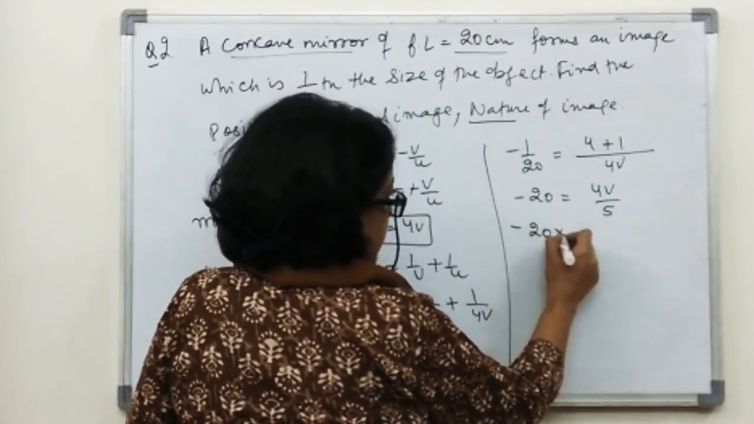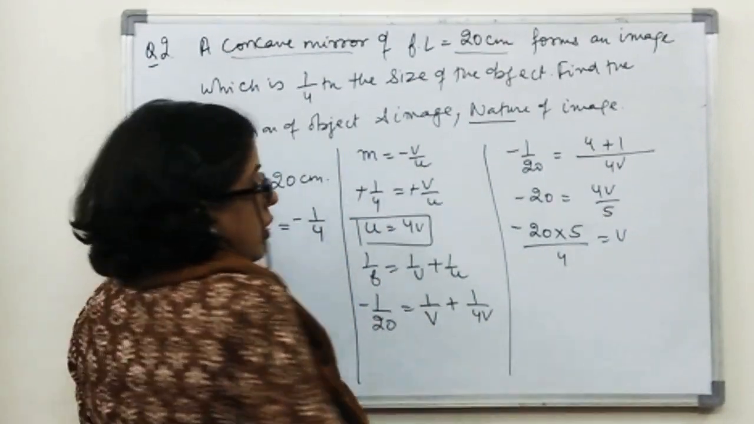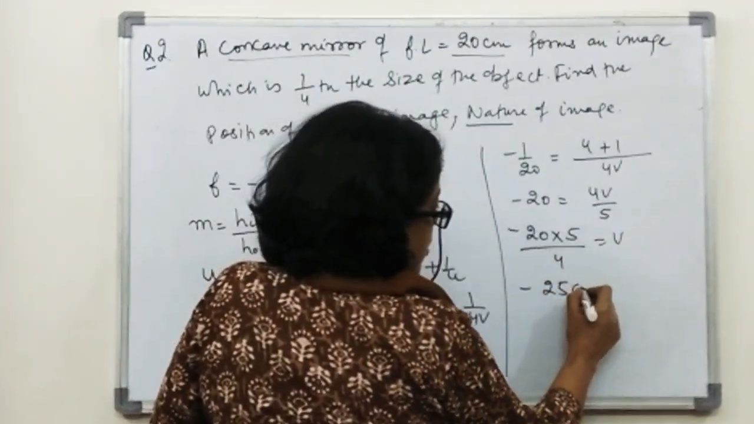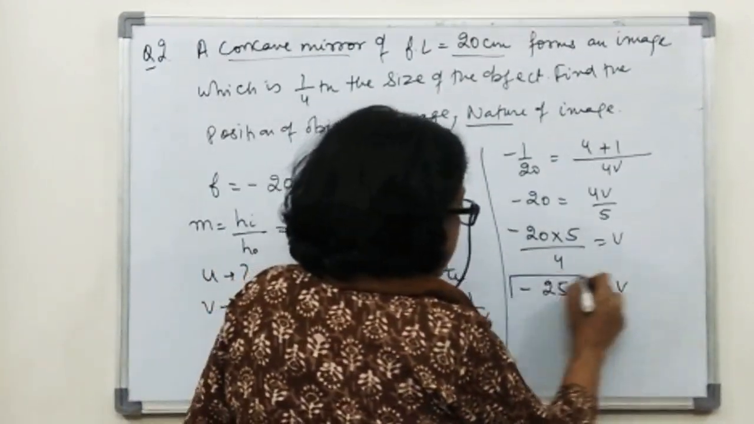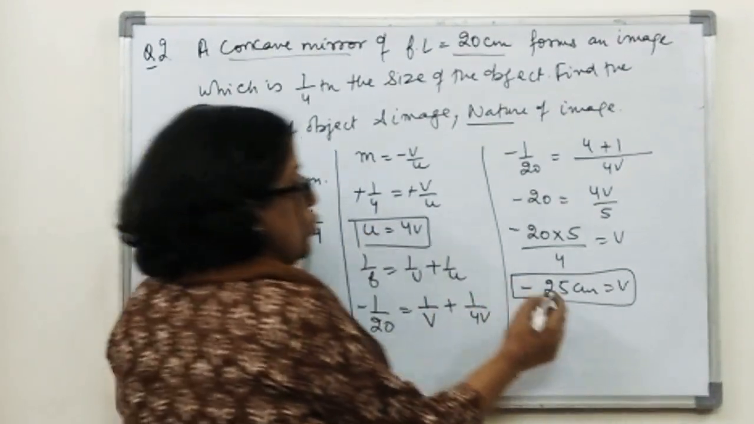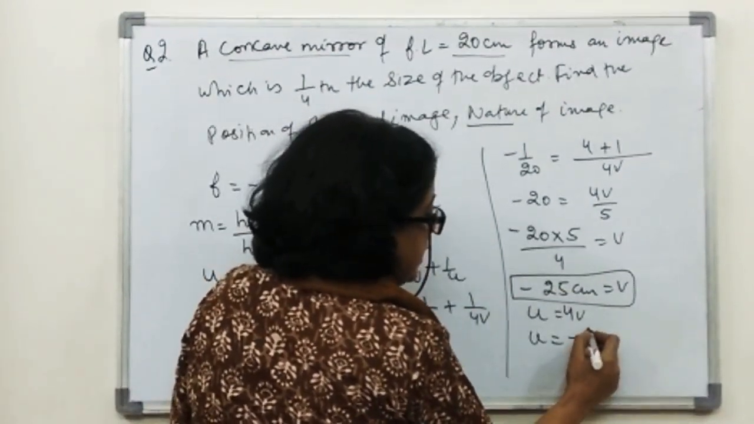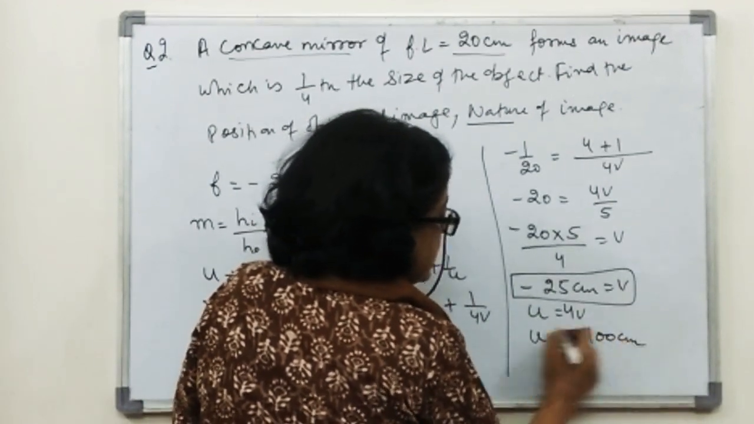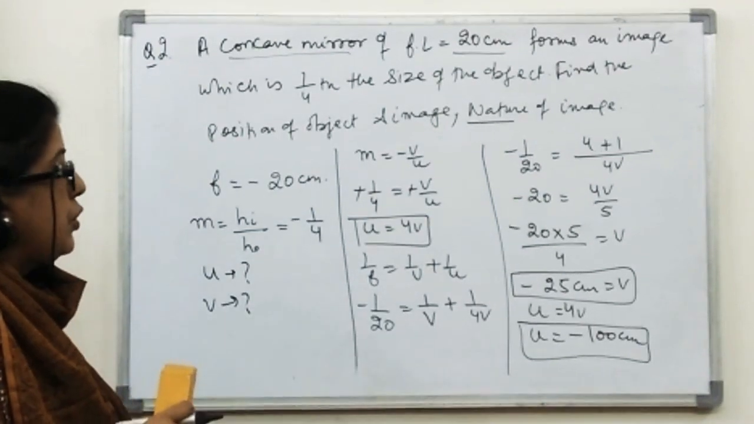If I take the reciprocal, minus 20, this is simple mathematics, into 5 upon 4 is V. Minus 25 centimeter is the value of V. And what will be the value of U? U is 4 into V. So U will be equal to 4 times this, that is minus 100 centimeters. 4 into 25, you know, is 100. So minus 100 centimeters is U.